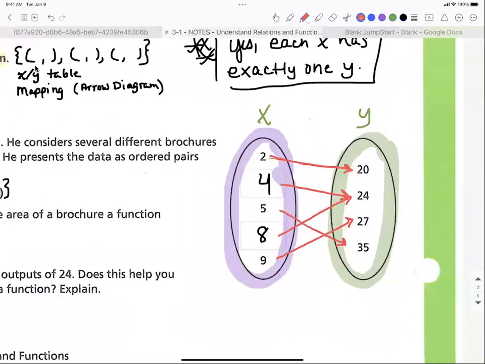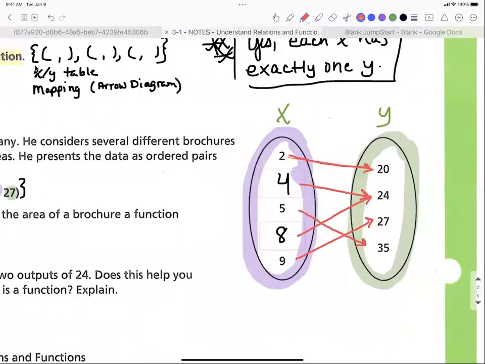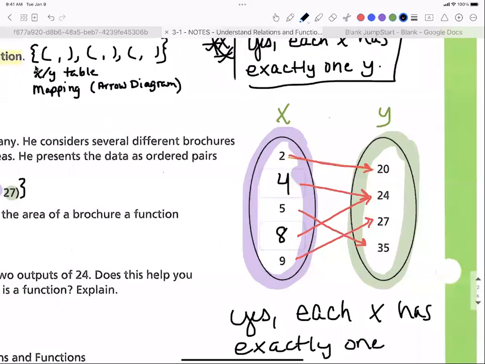Now, if I ask you, is this a function, yes or no, what would you say? Tell me which x is cheating. 8 goes out with more than one number? 8 goes out with just 24. Nobody's cheating. Is it a function? It is a function, yes. Now, here's where the y comes in. You're going to write this each time. If it's yes, each x has exactly 1 y. That's a yes, and so that's your explanation.